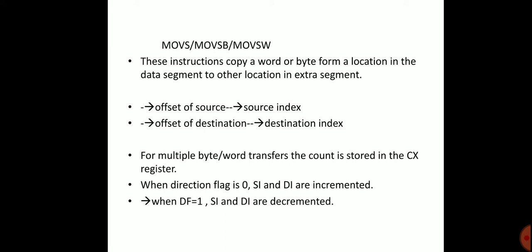This instruction copies a word or byte from a location in the data segment to another location in the extra segment. For example, the offset of the source is in the source index and the offset of the destination is in the destination index. The byte or word transfer count is stored in the CX register. When the direction flag is 0, the source index and destination index are incremented. When the direction flag is 1, they are decremented.